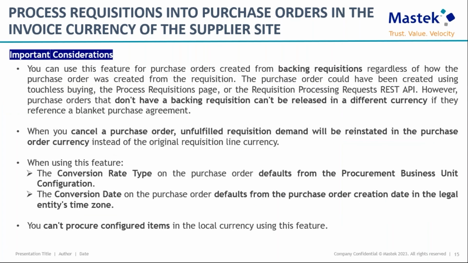Some important considerations while using this feature: a purchase order needs to have a backing requisition. If it does not have a backing requisition, we cannot use this feature. The requisition type doesn't matter, whether it is touchless buying, a process requisition page, or we are using a REST API, but a requisition needs to be there. Second, when we cancel the purchase order, the unfulfilled requisition demand will be reinstated in the purchase order currency and not in the requisition line currency.